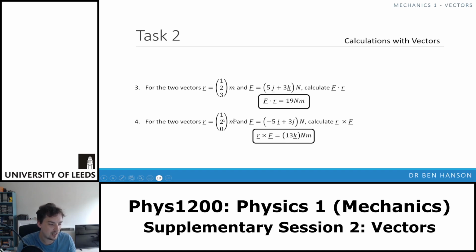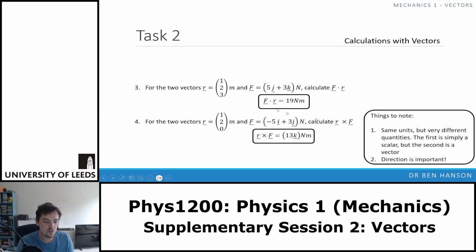For the two vectors r and f, calculate r cross f. It turns out that r cross f is 13k Newton meters. So this one's a vector. This one is a scalar. R cross f, 13k Newton meters. F dot r, 19 Newton meters.